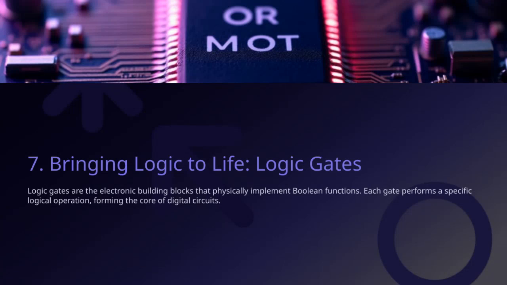Logic gates are the fundamental building blocks of digital circuits. They are the electronic components that physically implement Boolean functions, transforming input signals into specific outputs. Each gate performs a particular logical operation, like AND, OR, NOT, which are essential for processing information in digital systems. These gates form the core of everything from simple devices to complex computers, bringing the abstract concepts of Boolean logic to life in real hardware.